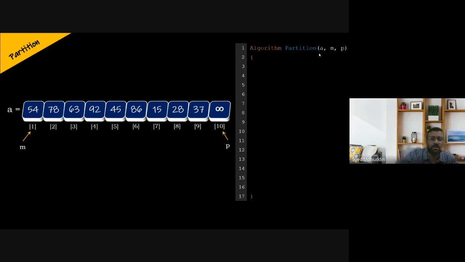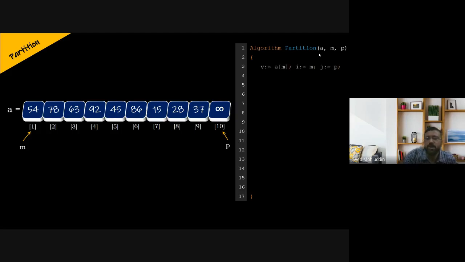Now what is the last element? When the partition is initially called, if there are n number of elements, then P will be passed as n plus 1, and that element will be having a large value. So the partition algorithm uses three parameters: the array A, M, which is the first index, and P, which is the last index of the array, or whatever sub-array we are trying to partition, whether it is left or right partition.